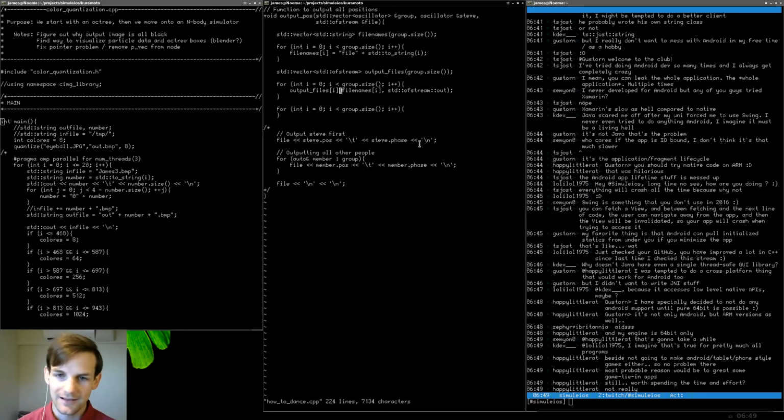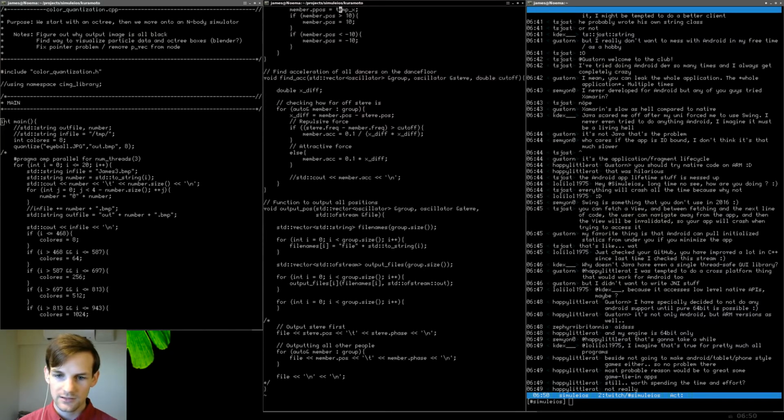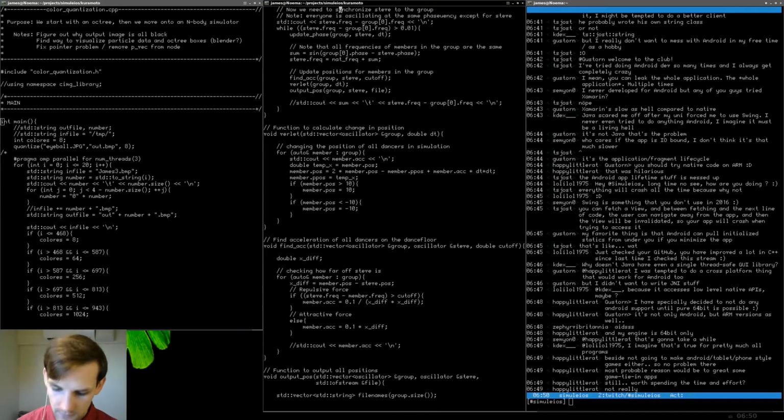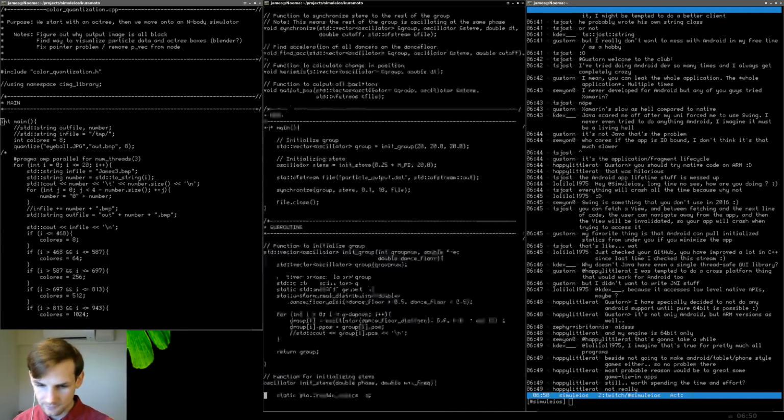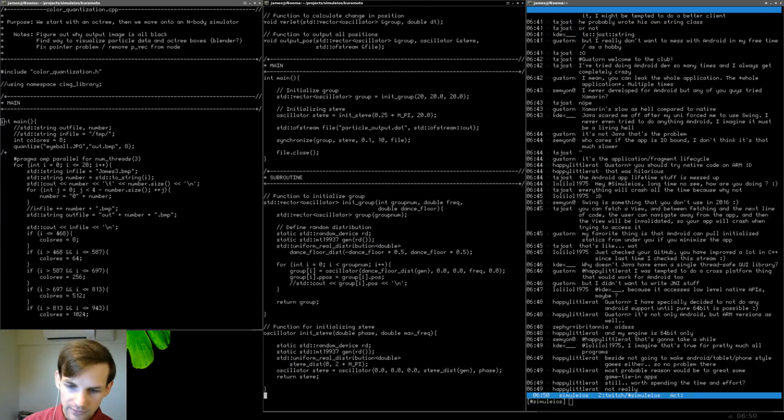Okay, wait. I need a vector of output files. That's what I need here. So if we have a vector of output files, that should be okay. So this is going to be calling each of those guys. So what we need to do then, let me go up real quick to the top here. What we need to do is initialize each of these guys. Okay, so what I might do is something really stupid here. ofstream file.